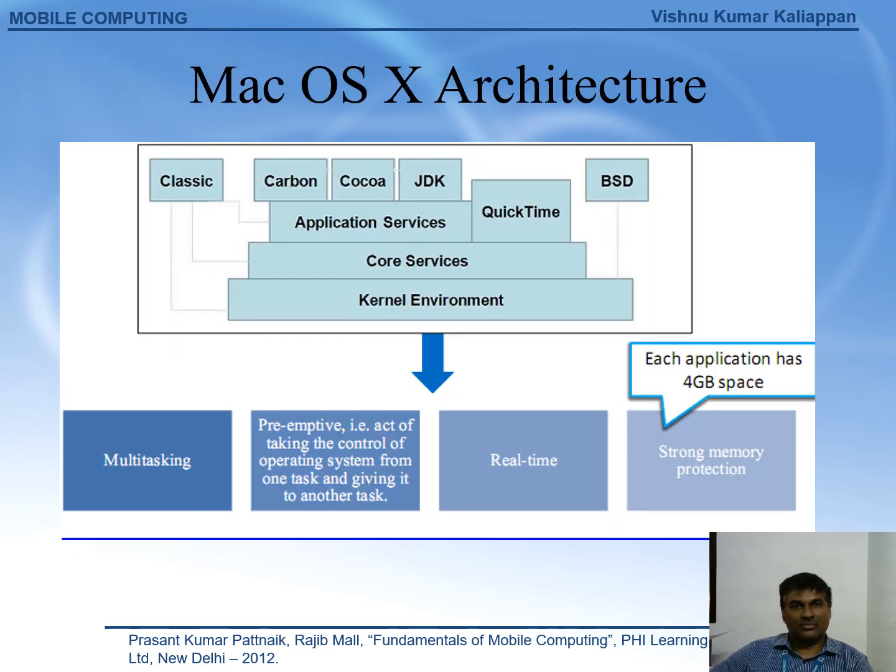This is the architecture of Mac OS X. Here you can see the kernel environment, core services, and then application services. On top of that, you have the classic Carbon core layer, JDK, and BSD. You have a real-time rendering engine which helps render real-time video and audio streams. This is the very basic architecture of Mac OS X as it was when introduced. Now the complexity has increased.